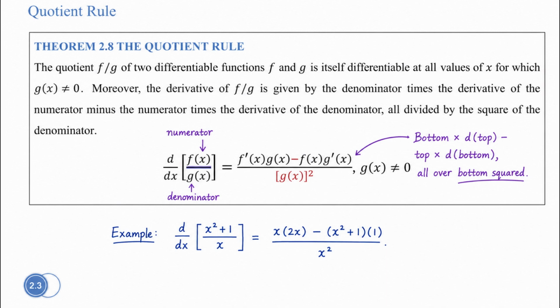Now let's use the example, the derivative of x squared plus 1 over x. Top is x squared plus 1, bottom is x. Differentiate them. Derivative of top equal to 2x. Derivative of bottom equal to 1. Now substitute into the formula. x times 2x minus x squared plus 1 times 1, over x squared. Simplify the numerator. 2x squared minus x squared minus 1 equal to x squared minus 1. So the result is x squared minus 1 over x squared. So for division, always use the quotient rule, not top derivative over bottom derivative.